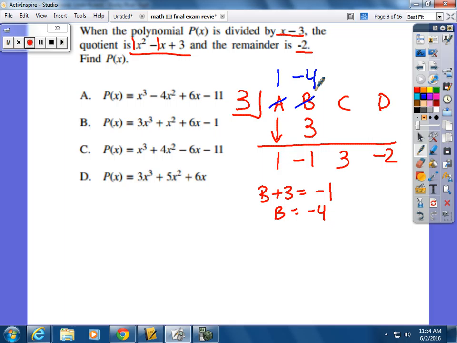Should I keep going? We're thinking this is A. Let's just keep going just to make sure. So now I have 3 times 3 is 9. C plus 9 is 3. Well, this has to be negative 6. It looks like our answer is going to be A. So we can stop.